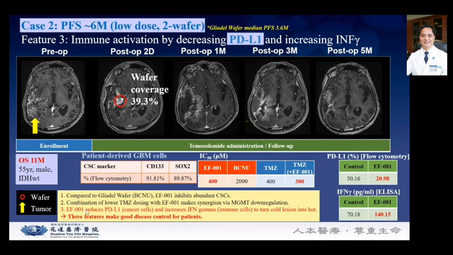The cerebral cord wafer reduces PD-L1 expression and increases interferon gamma to turn cold into hot. So this is why this natural compound, this small molecule, is very effective at killing the cancer cells and also the cancer stem cells.